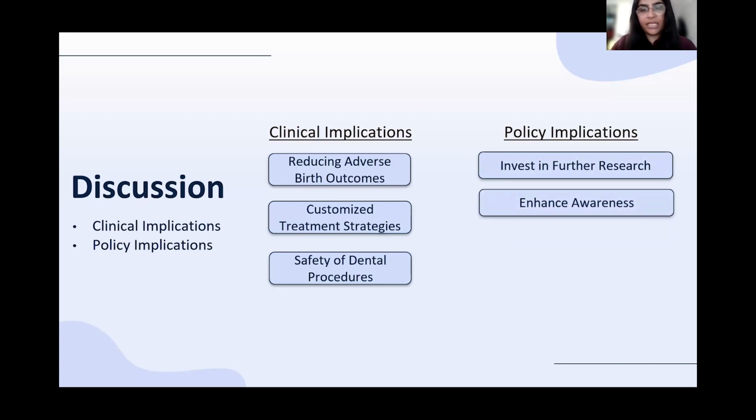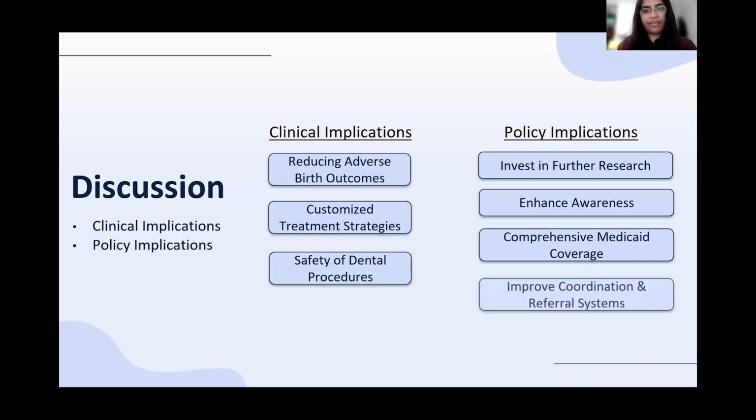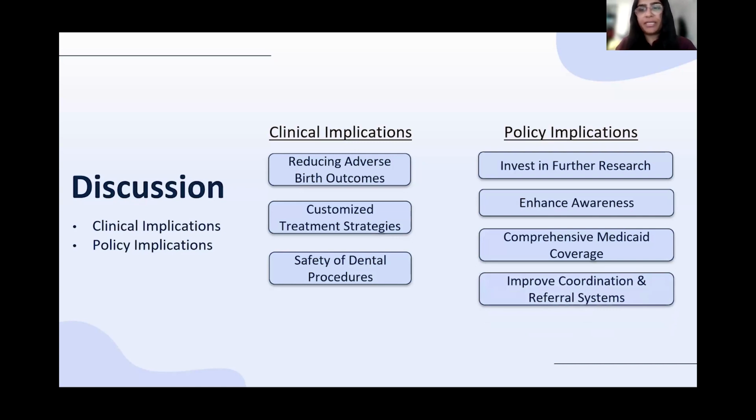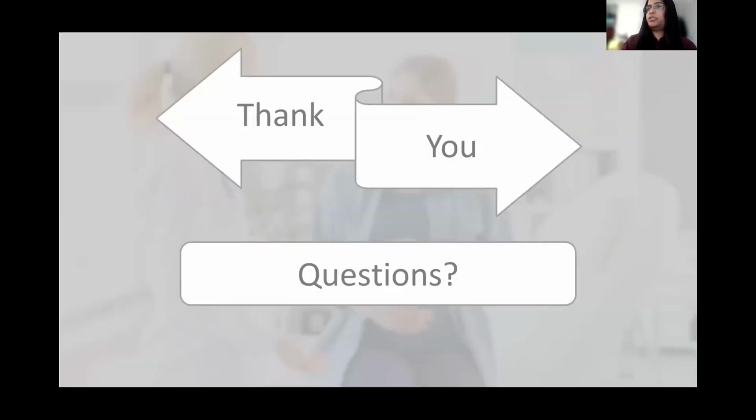Secondly, there is a pressing need to enhance awareness among pregnant women and their families regarding the importance of oral health care during pregnancy. Thirdly, comprehensive Medicaid coverage for dental services throughout pregnancy should be urgently implemented across all states in the United States to ensure equitable access to dental care. Finally, efforts must be made to enhance coordination and referral systems between medical and dental providers to streamline care delivery for pregnant individuals. Thank you so much.